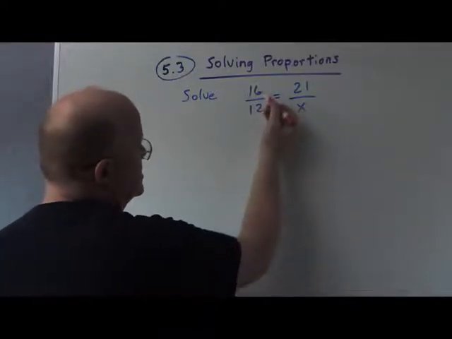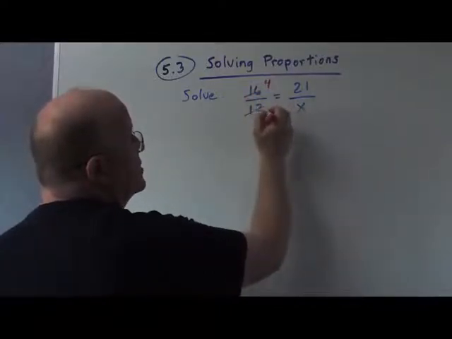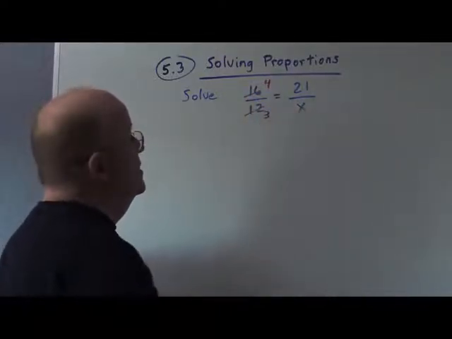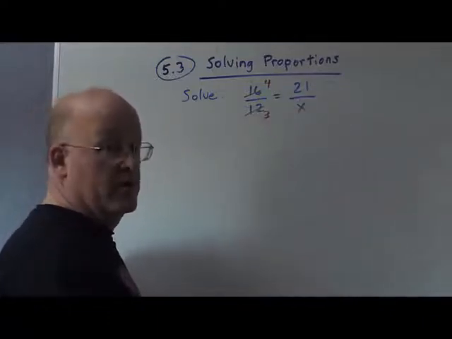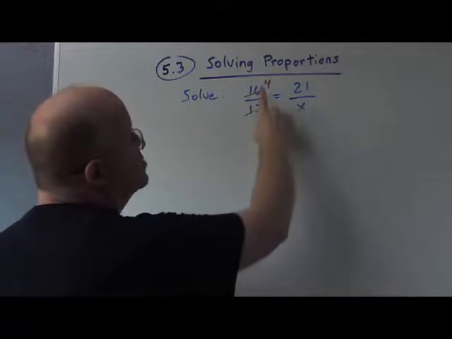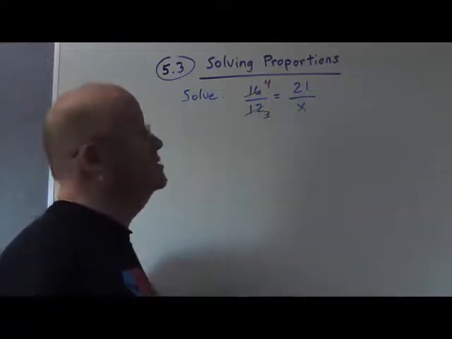So I'm going to look at the 16 and 12. They both can be divided by 4, and that will give me 4/3. So now I have 4 over 3 equals 21 over x. I don't have a nice way to go from 4 to 21, so I have to cross multiply.